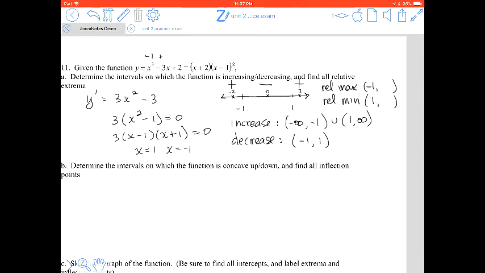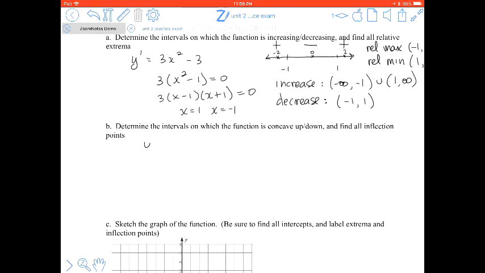If we plug a -1 into the function, we'd get -1 plus 3 plus 2. That's going to give us 4. And if we plug a 1 into the function, we're going to have 1 minus 3 plus 2, which is 0.